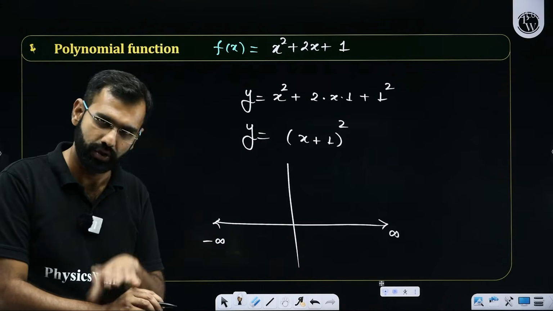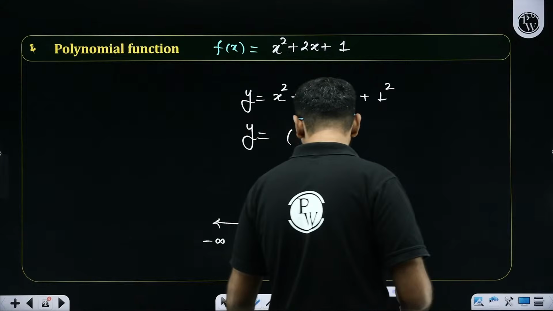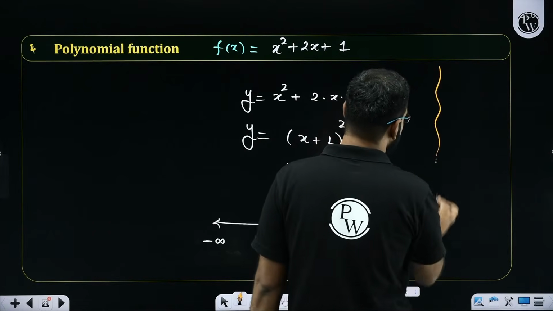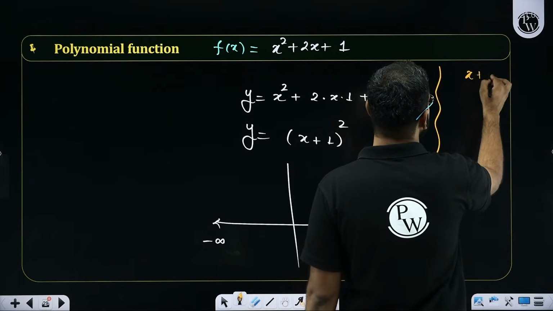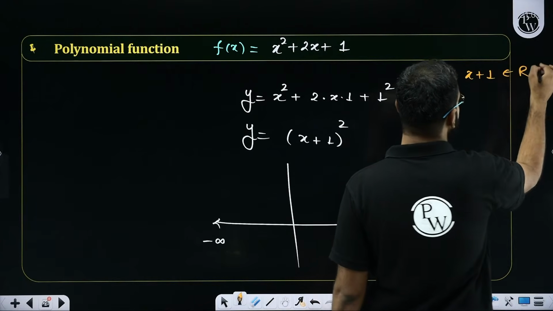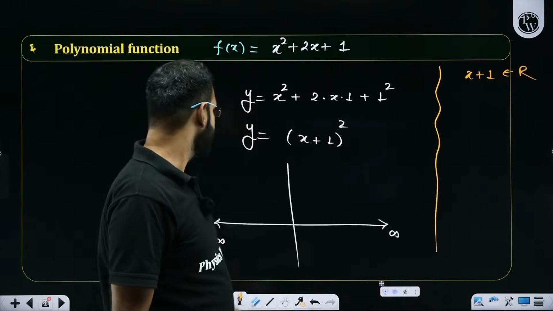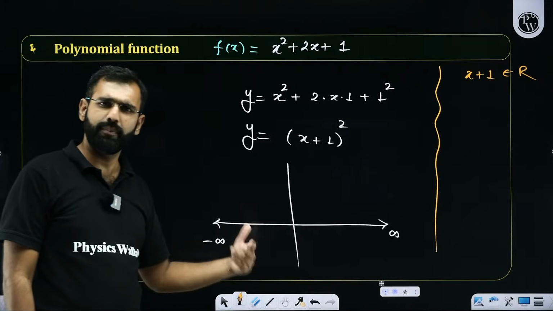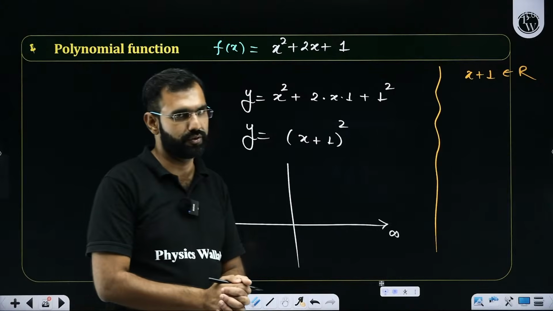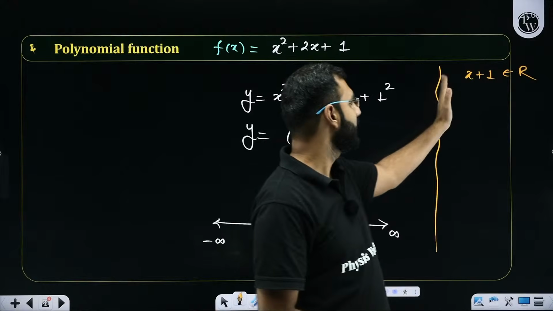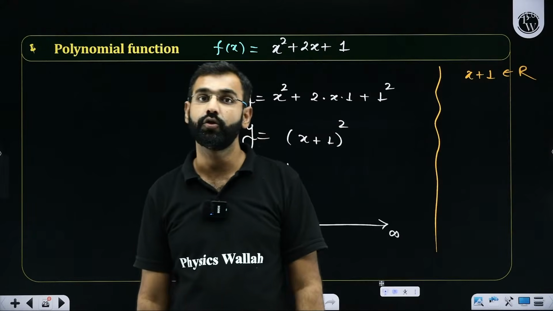But sir, what about the range? Okay, let us use some basics of maths. You tell me, sir, x plus 1 can be any real number. Because if x is any real number, x plus 1 can be any real number. Yes, Vijay, inputs are all the real numbers. So if x can be any real number, x plus 1 can also be any real number.